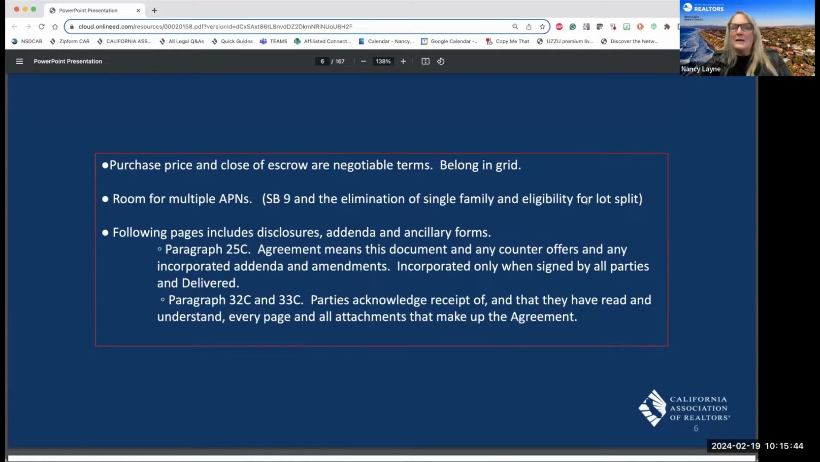The SB9 isn't really as common as I think they thought it would be when they passed it, but there are still people who have lot splits or property that they bought as 2 lots and able to fit their house on it. And then when they go to sell it, it includes 2 of those. The agreement means this document and any counteroffers and any incorporated addenda and amendments.